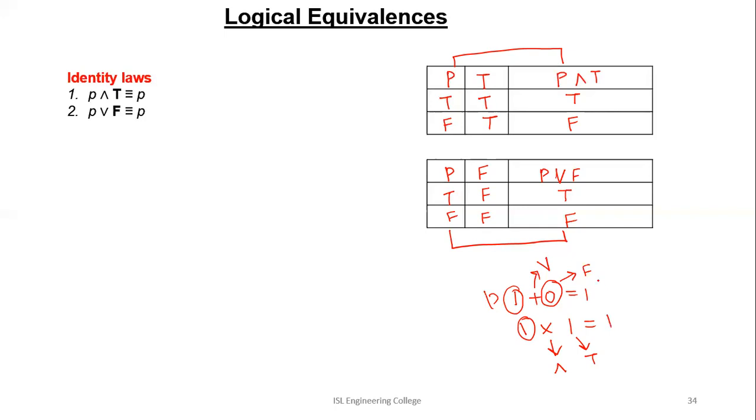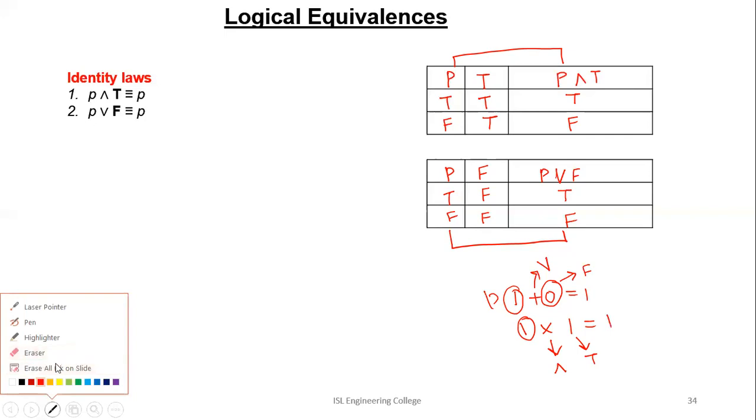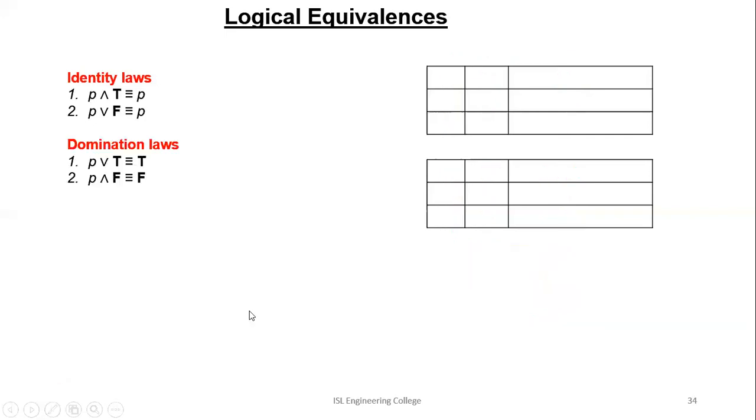Now the next law is domination laws. Domination law is P, T, P or T. So P is true, false, true, true. Now you have to OR it. So once you OR it, you will get true and true. Both of them are similar, which means this is equivalent to true, which is the same thing given over here. Similarly, you can prove the other one.